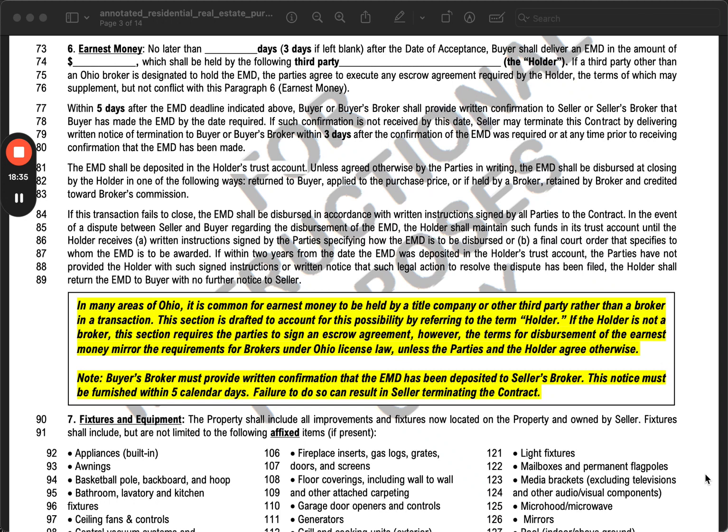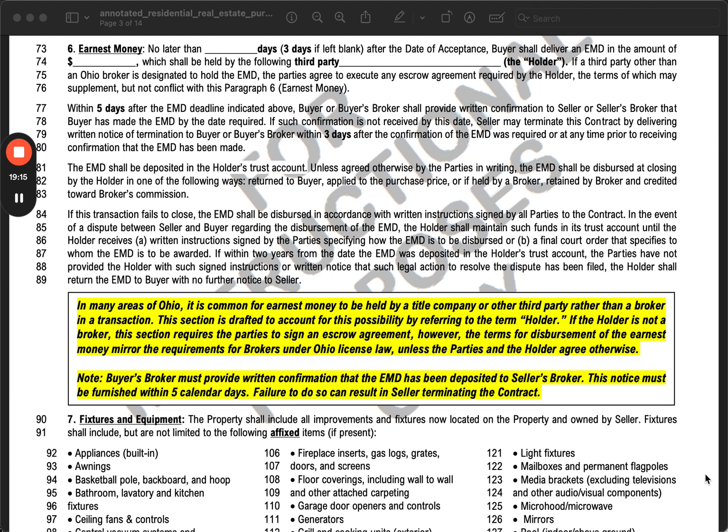Line 77. Within 5 days after the EMD deadline indicated above, the buyer or the buyer's broker shall provide written confirmation to the seller or the seller's broker that the buyer has made the EMD by the date required. If such confirmation is not received by this date, the seller may terminate this contract by delivering written notice of termination to the buyer or the buyer's broker within 3 days after the confirmation of the EMD was required, or at any time prior to receiving confirmation that the EMD has been made.